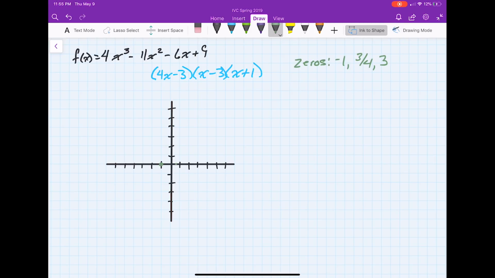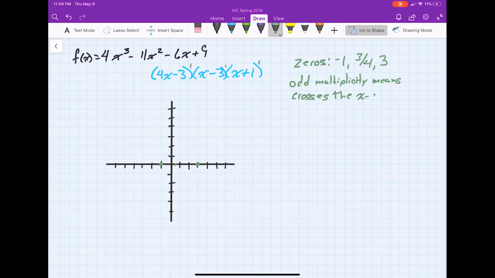So I can plot these points. There's -1, 3/4 would be about here, and then of course 3 would be here. So that's where it crosses the x-axis. Now all of these are multiplicity of 1, and that's an odd number. So an odd multiplicity means the line is going to cross the x-axis.